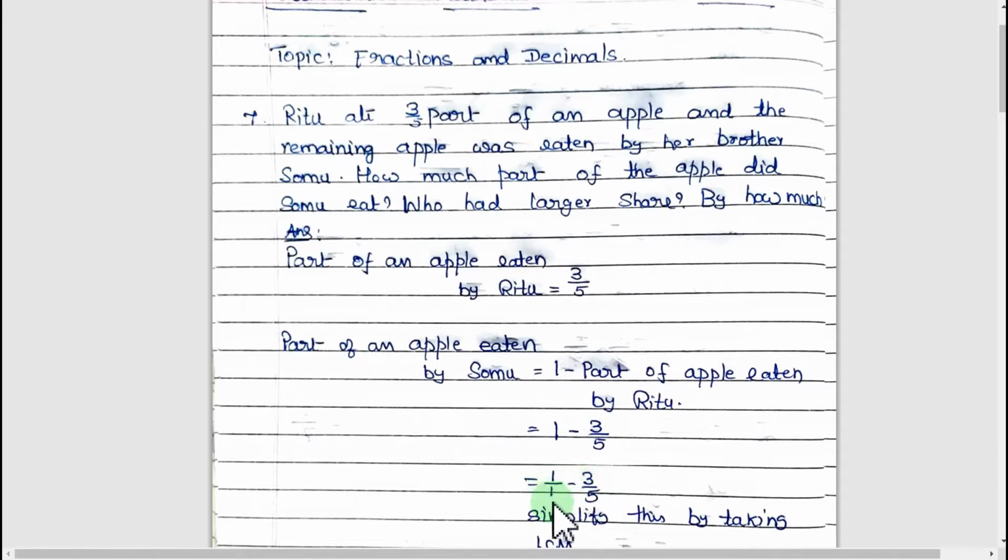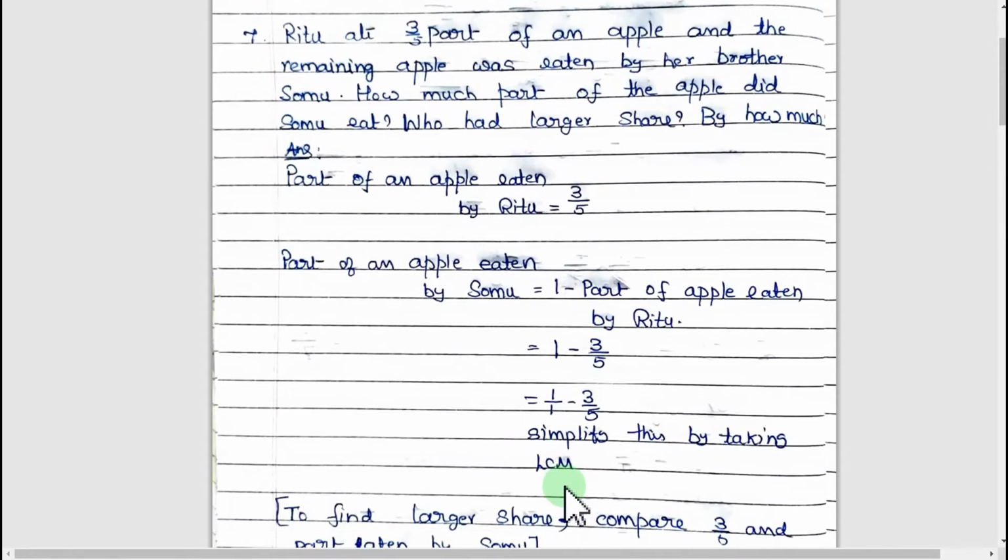Now take the LCM. Here the LCM is 1 into 5, no common factor, so 5 into 1. 5 is the LCM. So we have to make this denominator 5 by multiplying 5 to the denominator and to the numerator. And simplification you have learnt. And then after equating the denominator, subtract the numerators.